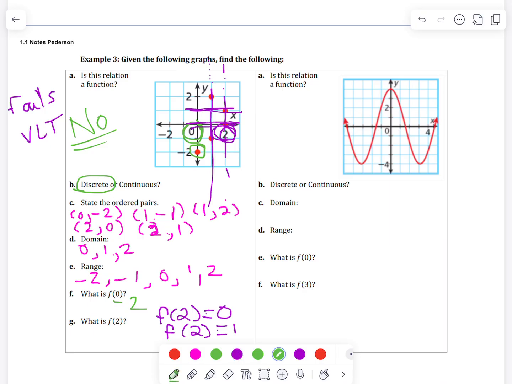All right, the second example, is this a relation? Yes. It passes the vertical line test. If we create all these vertical lines, it touches one time every single time. I'm just going to erase those, but yes, it passes the vertical line test.